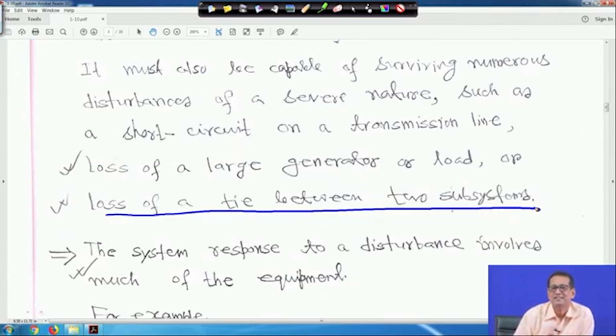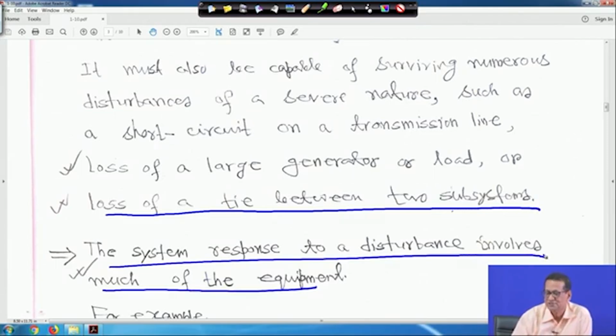If all of a sudden the power goes off, right? So this kind of problem will give you unstable system operation, right? The system response to a disturbance involves much of the equipment, because whenever any fault or such thing happens, so many components in a power system will be affected because of these large disturbances, right?